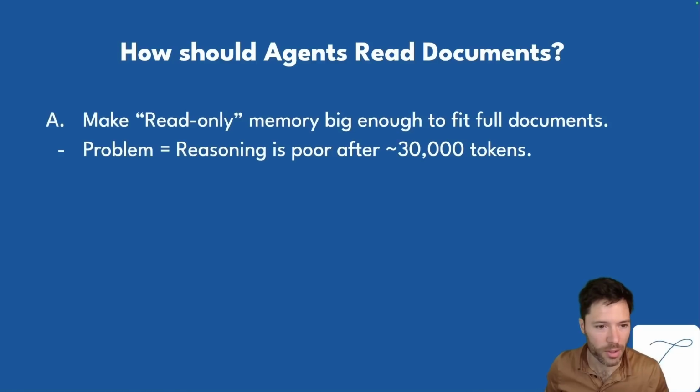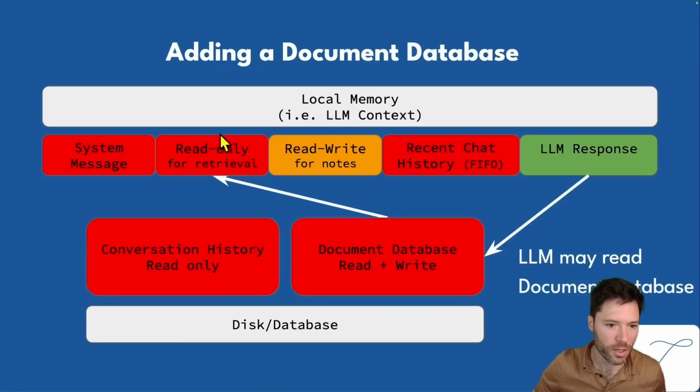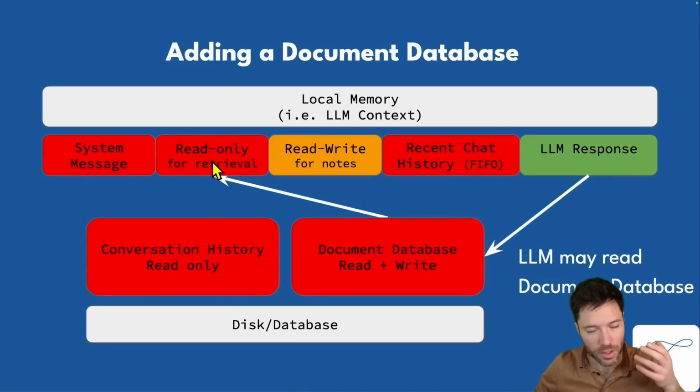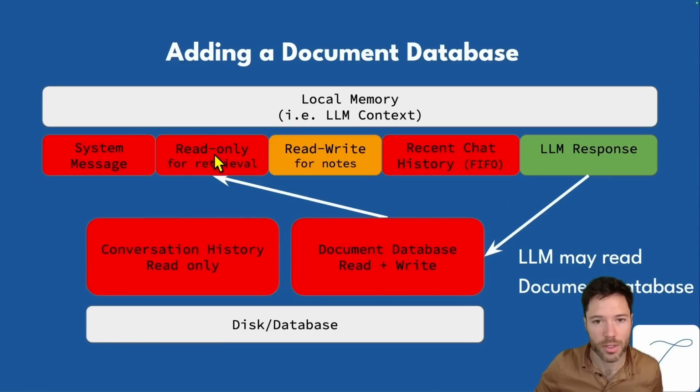So with that said, let's think about how the agent or the assistant or the LLM should be able to read documents. There are a few ways you can think about doing this. The first is you could simply make the read-only memory big enough so that it fits full documents. So if you make this box, say, 30,000 tokens in size, or 100,000, or using Gemini, maybe 1 million or 2 million, you could in principle retrieve a full document and read all of that document in one go.